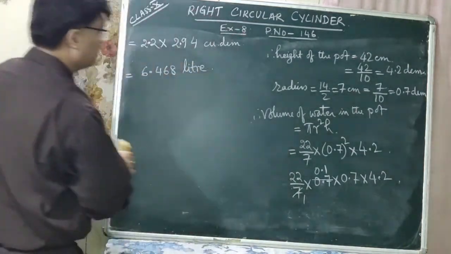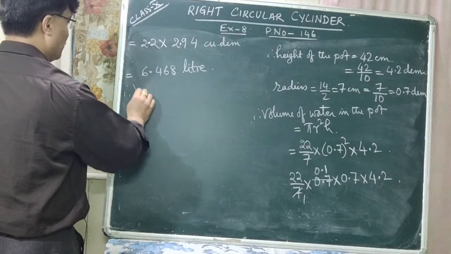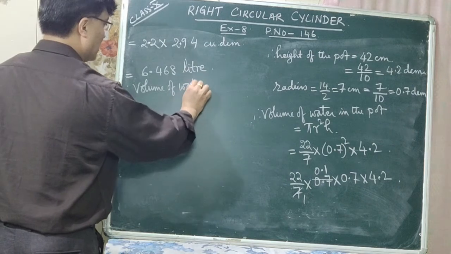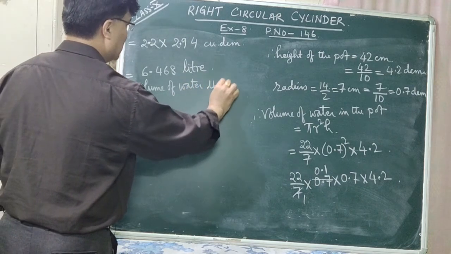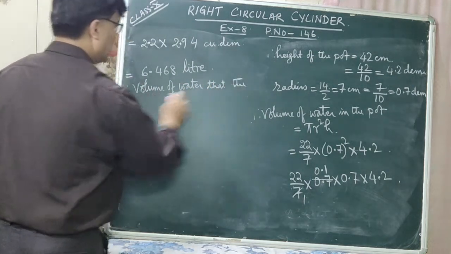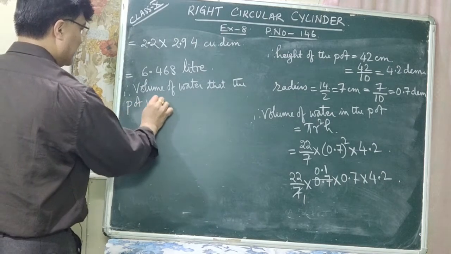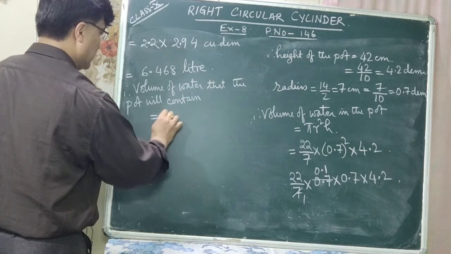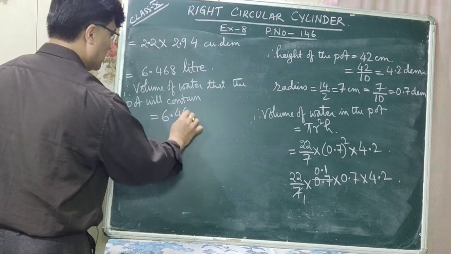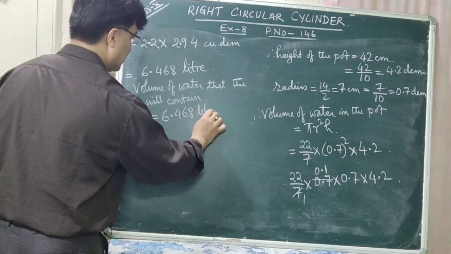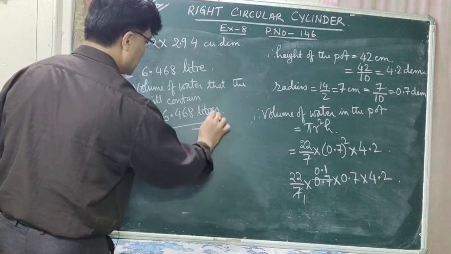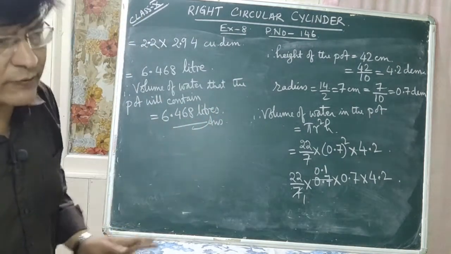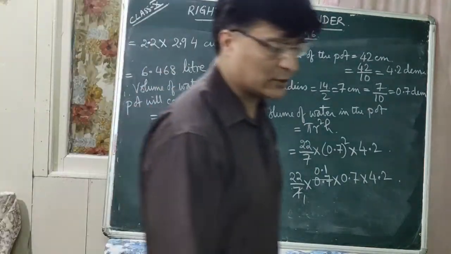So write down the answer. Therefore, volume of water that the pot will contain is equal to 6.468 liters. So I think you have understood it. You can copy it. This question is very, very important. So we'll do the next question.